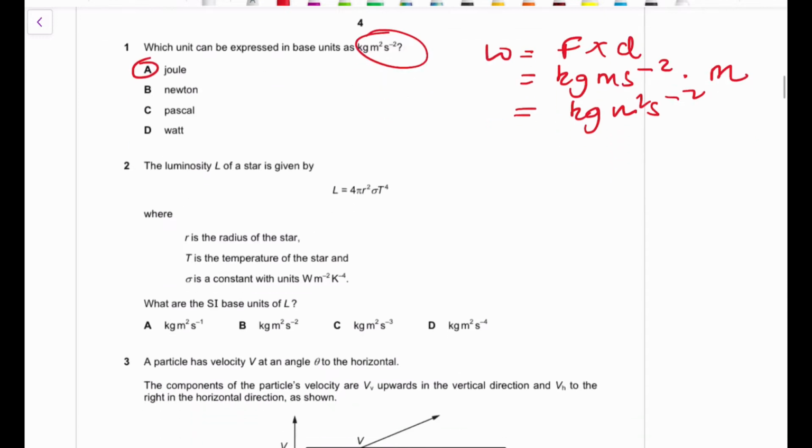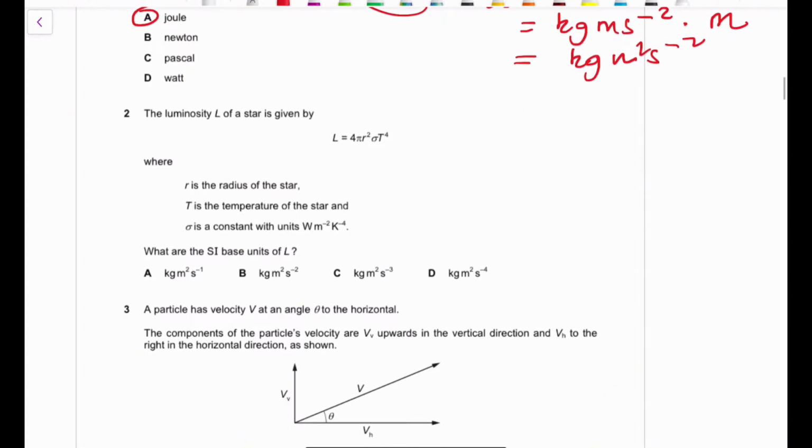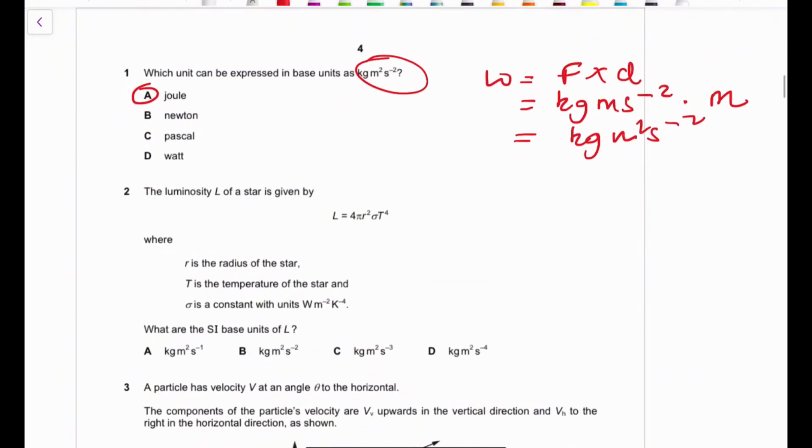It can't be B, because that's kg m s to the power of negative 2. Pascal is kg m to the power of negative 1 s to the power of negative 2, and the other option is kg m squared s to the power of negative 3. So the answer is A.